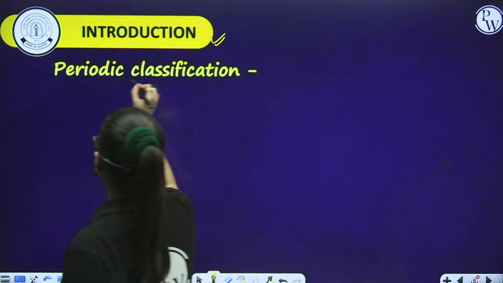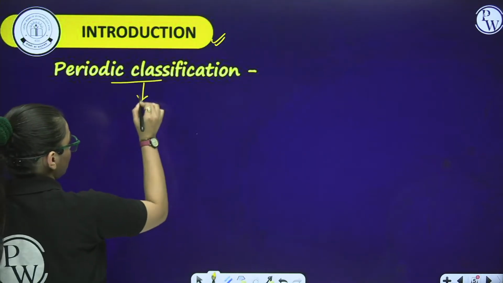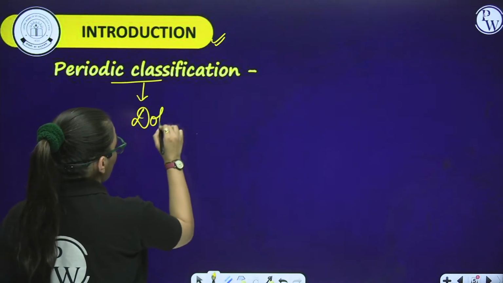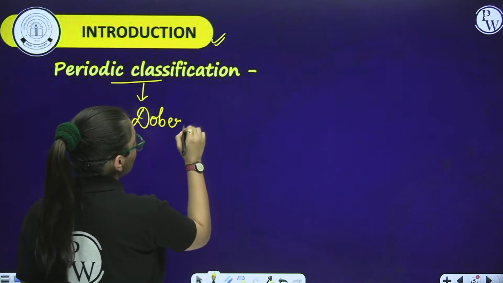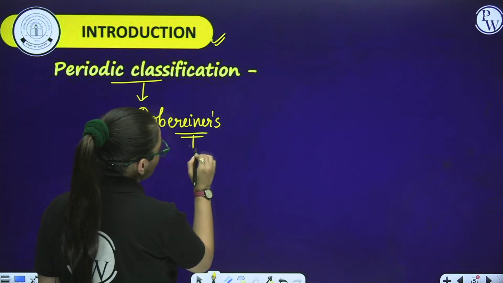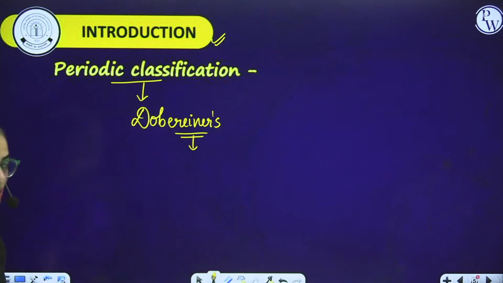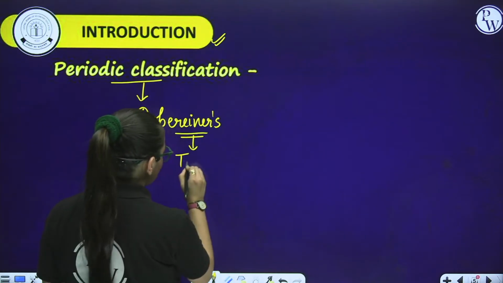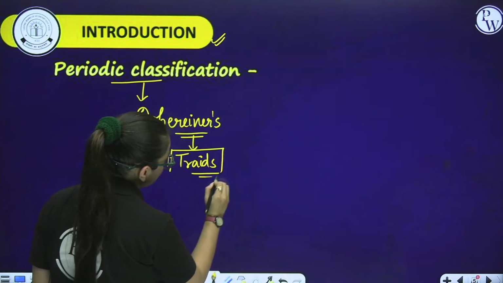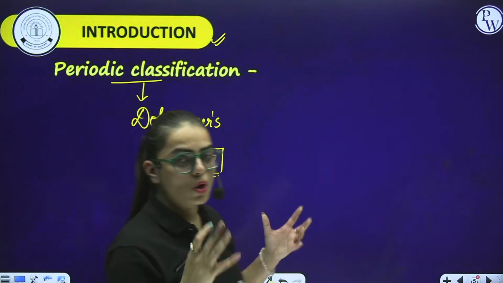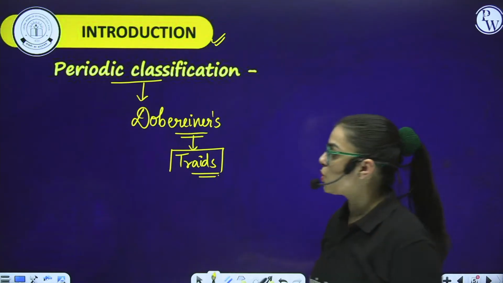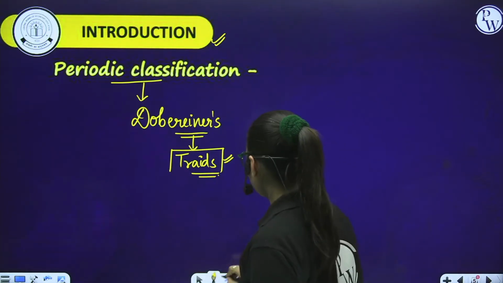So the periodic classification basically is not done directly. The very first periodic classification was done by Dobereiner, in triads. Now basically Dobereiner did the very first classification and he gave its triads. Now what are triads, ma'am? See, Dobereiner's triads. The scientist Dobereiner gave the very first form of classification, that was Dobereiner's triads. What is the term triads over here?